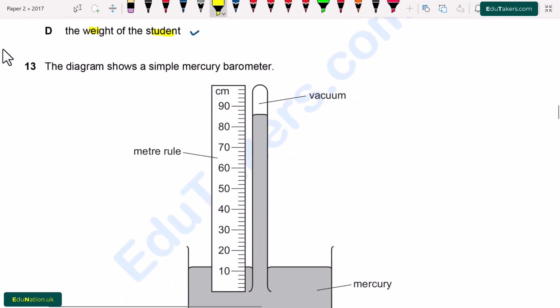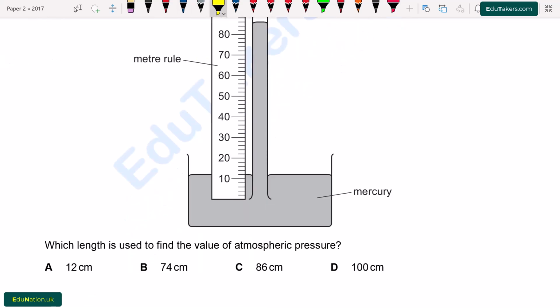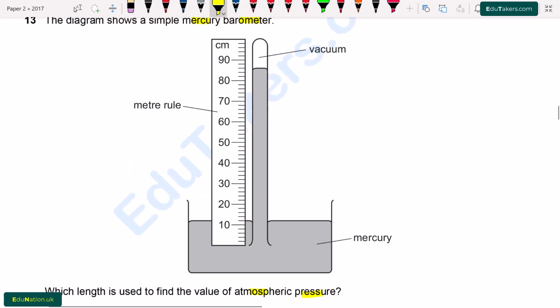Question number 13. The diagram shows a simple mercury barometer. Here is a mercury barometer. Which length is used to find the value of the atmospheric pressure? So in order to find the value of the atmospheric pressure, which length is used? First of all, in this diagram we can see that there is also given a meter rule. So we can easily find out the length. Here length will be equal to the level of the mercury inside this tube.